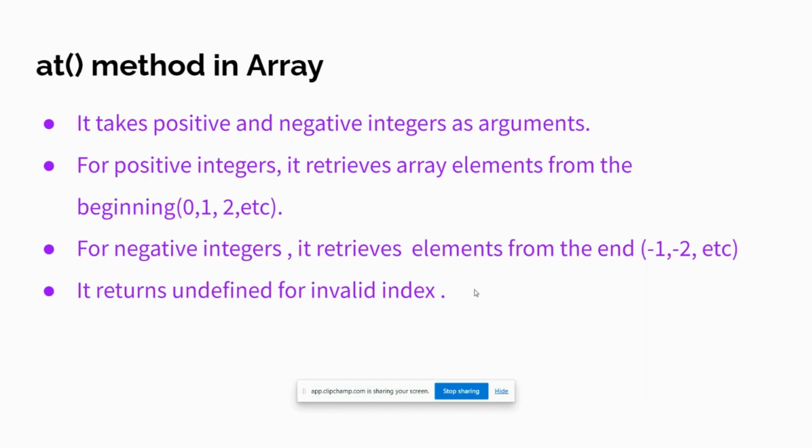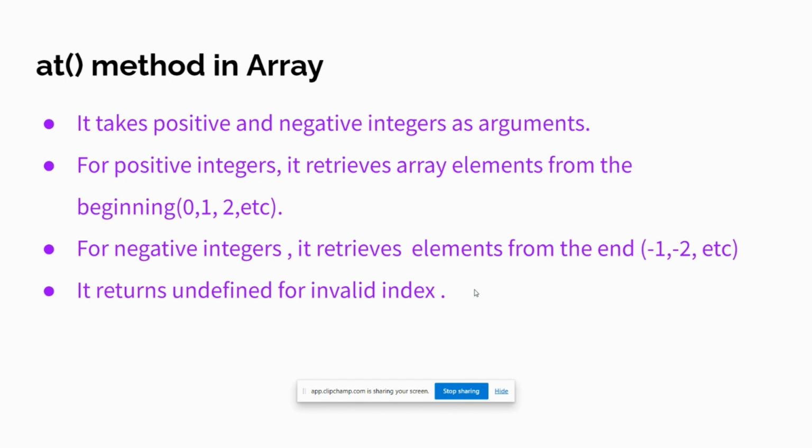Now we have a new method, the at method. It will take positive and negative integers as arguments, and if you pass positive integers, it will retrieve the array elements from the beginning of the array, and we can pass index numbers starting with 0, 1, 2, 3 up to array length minus 1.